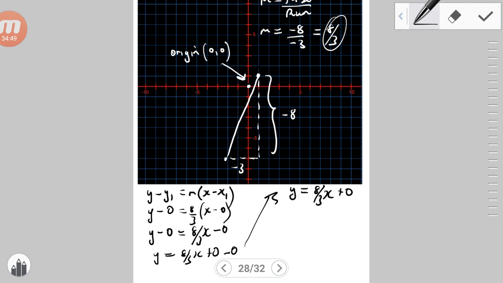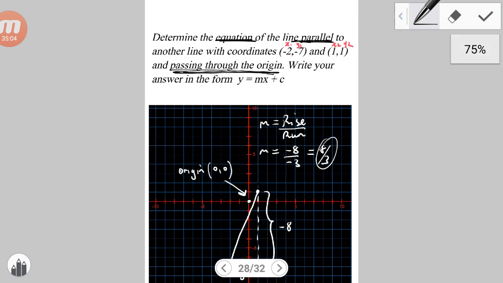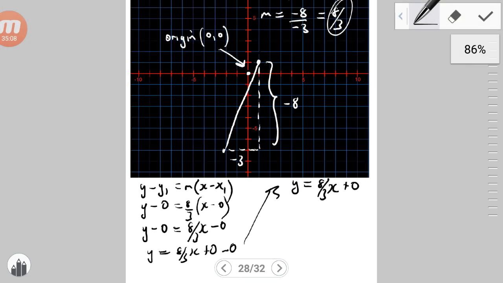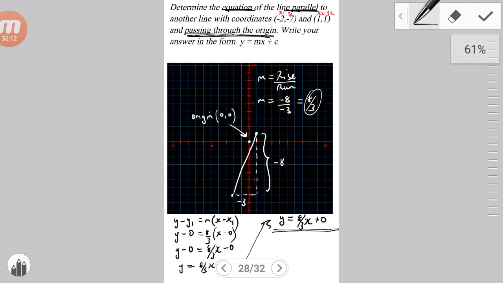Now, as I said, we didn't have to really go through this process. Once you're told that it's passing through the origin, then automatically we know that the intercept on the y-axis is going to be 0. So we don't have to go through all that. So that is going to be the equation of the line. Did they say they want it in the form y equal mx plus c? Yes, they did. So we have our answer right here, y equal mx plus c. So that is it really.